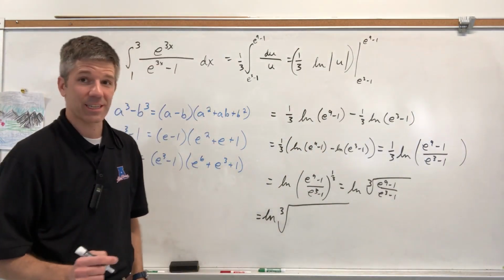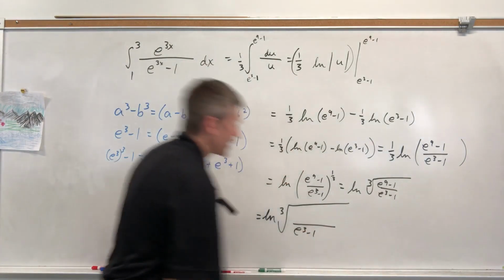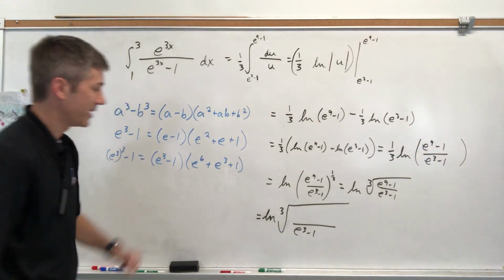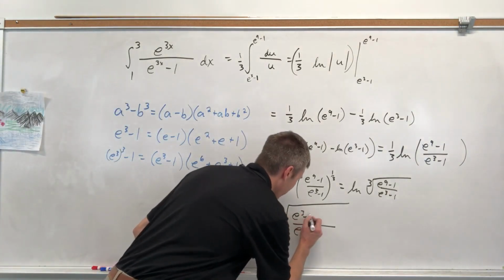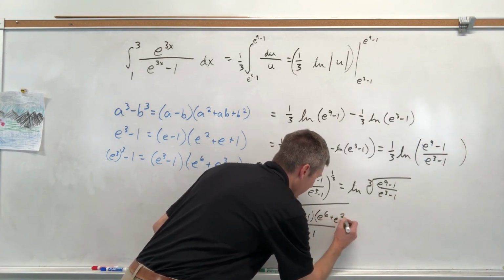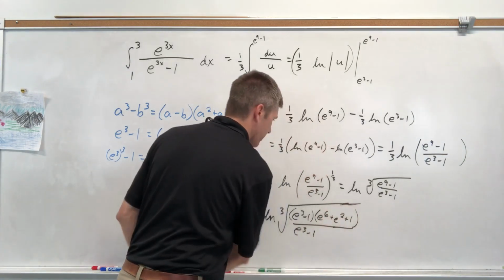I've got to go get my teeth cleaned. So e cubed minus 1. The numerator is e to the ninth minus 1, which is this. So e to the third minus 1. Oh, there it is. E to the sixth plus e squared plus 1. E to the third, sorry.